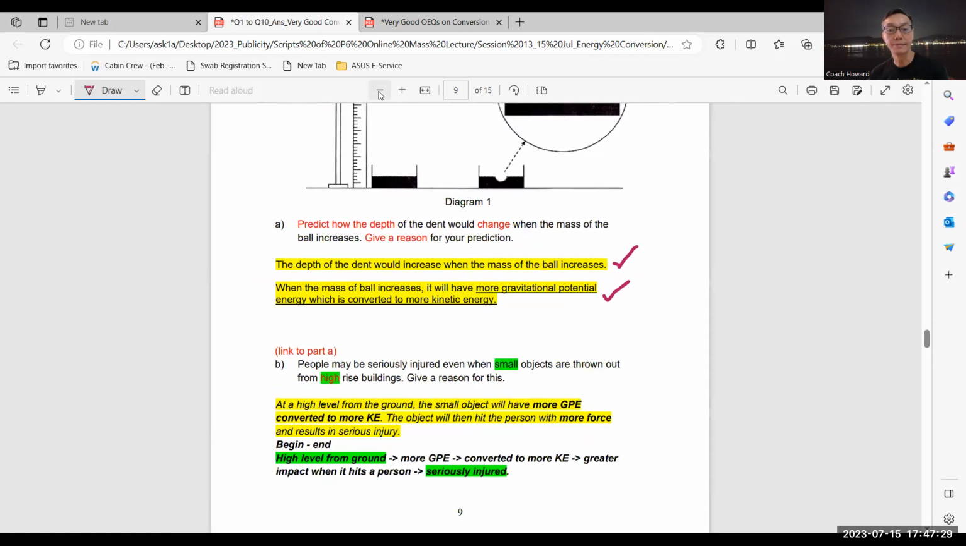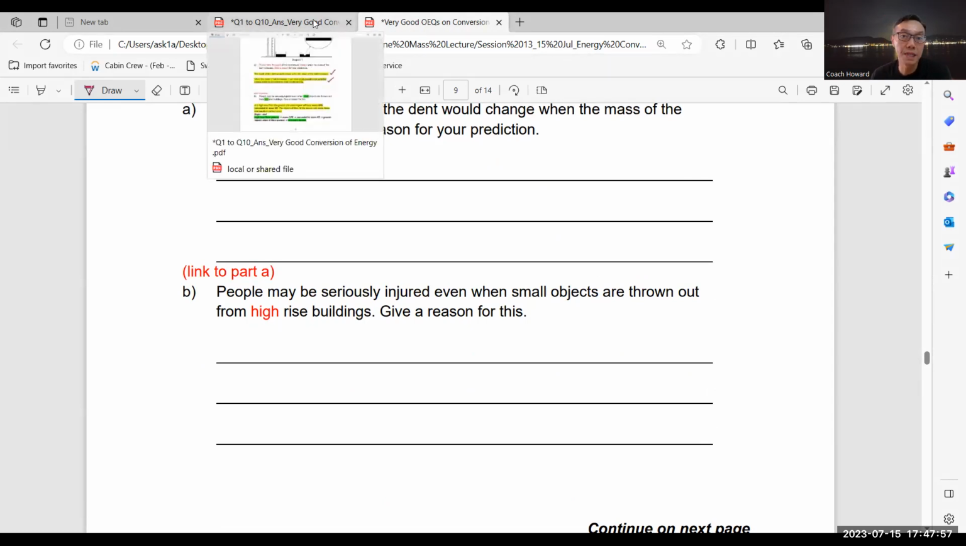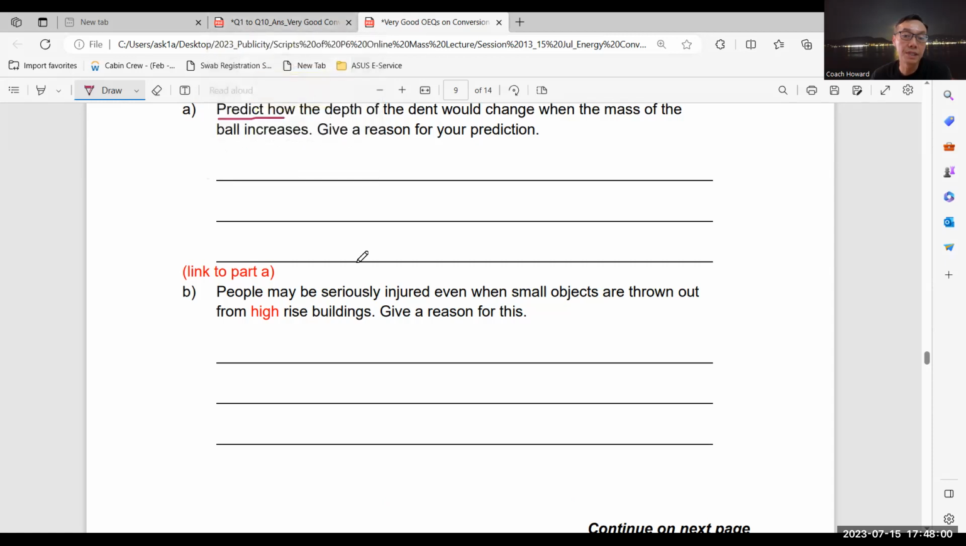Okay, next part about killer litter. Actually, people died from that. So the next question mentioned, people may be seriously injured when even small objects are thrown out from a high-rise building. Give a reason for this. Do you know what happened in Singapore before? Also in other countries. In Singapore, we term this as killer litter because it causes people to be seriously injured.